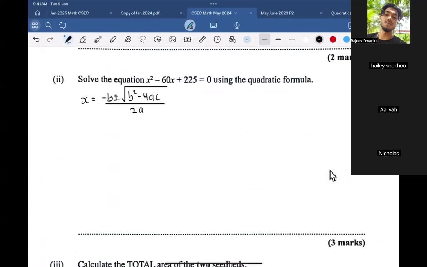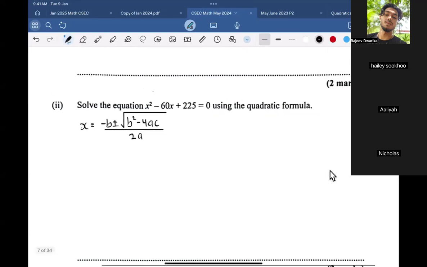2a, 2a, yeah, my bad. Right? So tell me, what is a, b, and c? A is 1, b is minus 60, and c is 225. Okay. So x would be equal to negative b.